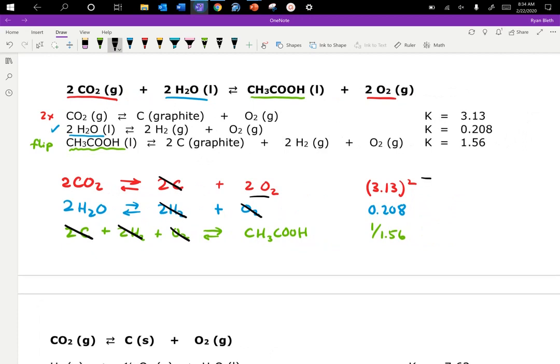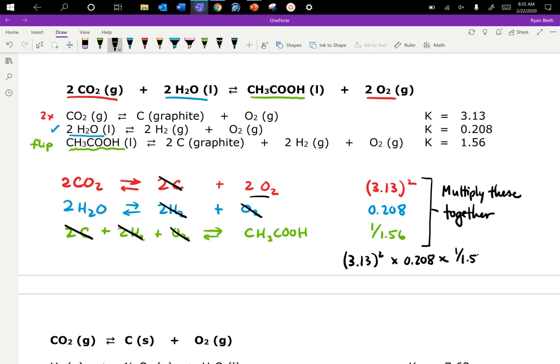To get our overall K then, we don't, as with Hess's law, add these together. We need to take the individual Ks that we've manipulated, at least a couple of them we've manipulated, and we need to just simply multiply all these together. So go into your calculator, just punch all these individual pieces multiplied next to each other. So 3.13 squared times 0.208 times, and you can punch it in however you want, 1 over 1.56. That would work if you punch it in like that.